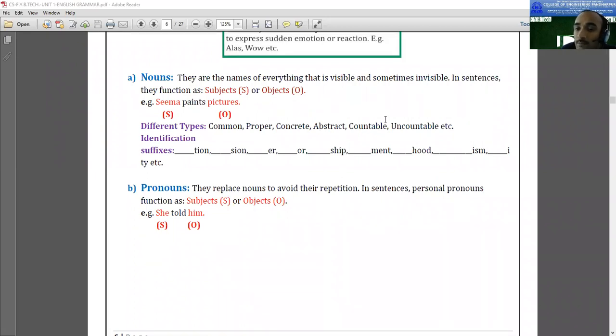Then come countable nouns. Tell me, what is countable? Countable nouns can be counted. Yes, we can count them with numericals: 1, 2, 3, 4, 5, thousands. So countable nouns are the nouns which we can count with numericals. For example, pen, books, apple, bananas, grapes.